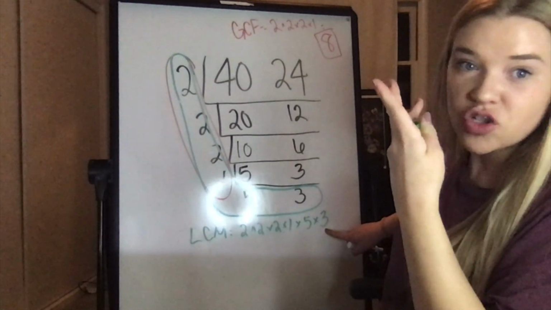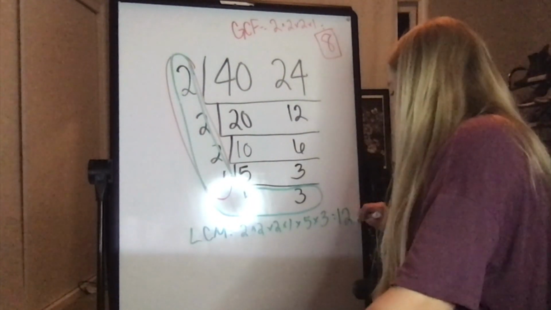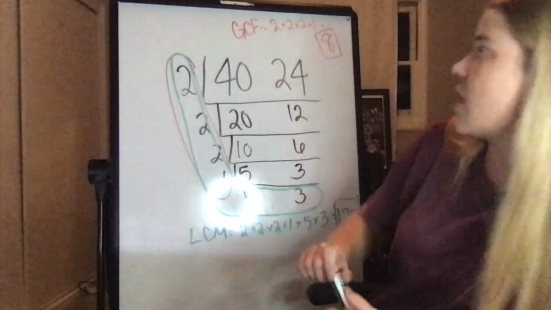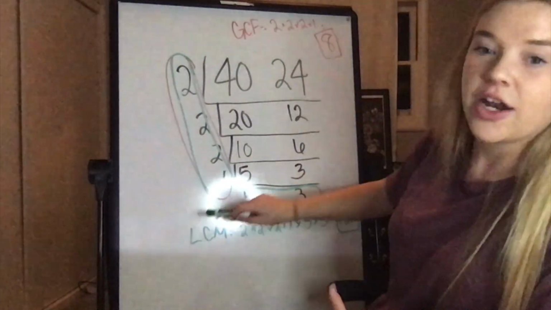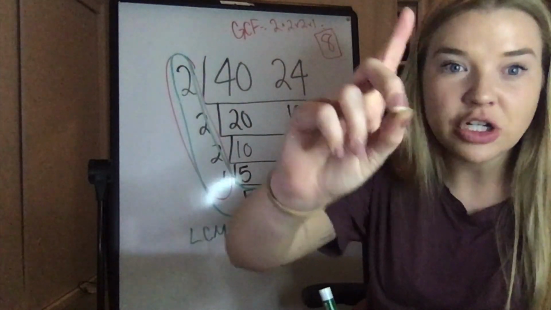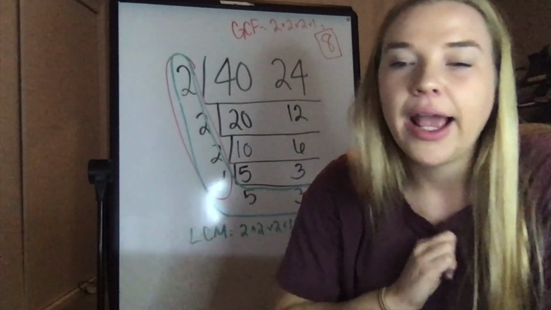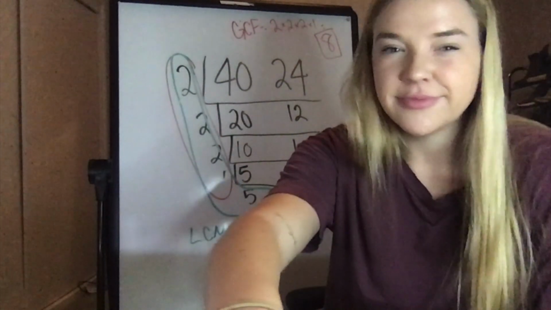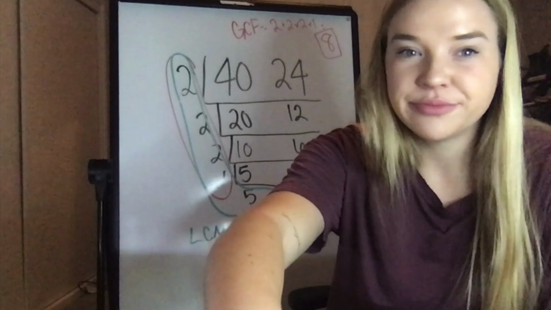40 times 3, you should have gotten 120. So using this method, we found that the greatest common factor is 8, and our least common multiple is 120. I'm going to do one more example, and I'm going to try and make it a harder one. If you're ready, this is going to be your challenge problem.